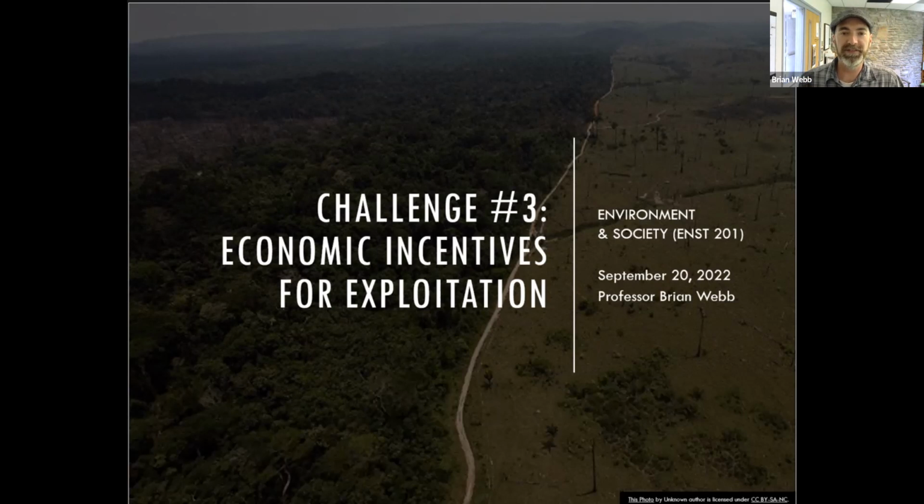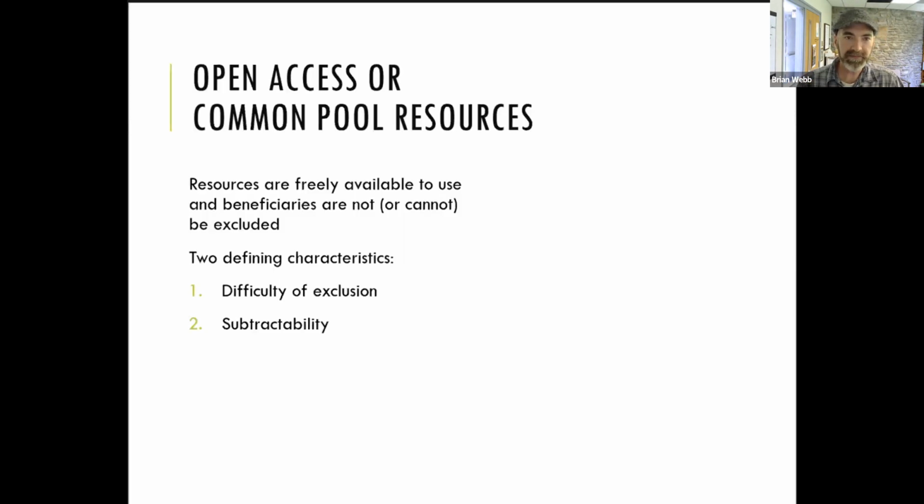So these are incentives that are built into the way that the global economy works and that are very difficult to overcome without significant intentionality and that result directly in environmental degradation. So this is the last of our three grand challenges. And we will start off with a discussion of open access resources or common pool resources. Those two terms are interchangeable. You may hear me use them interchangeably, but open access resources and common pool resources are the same thing.